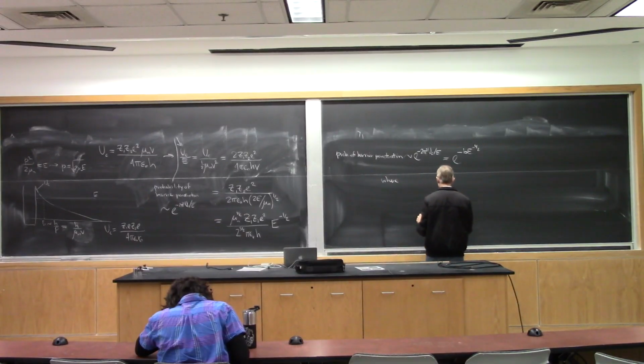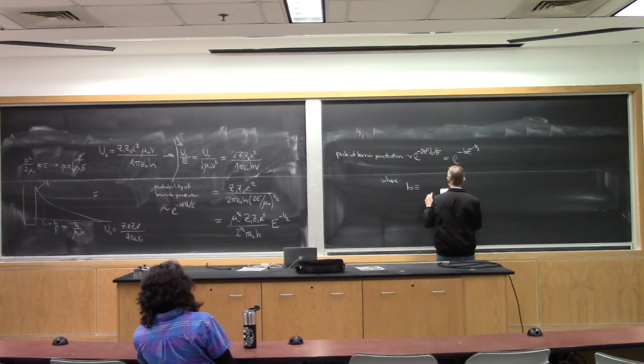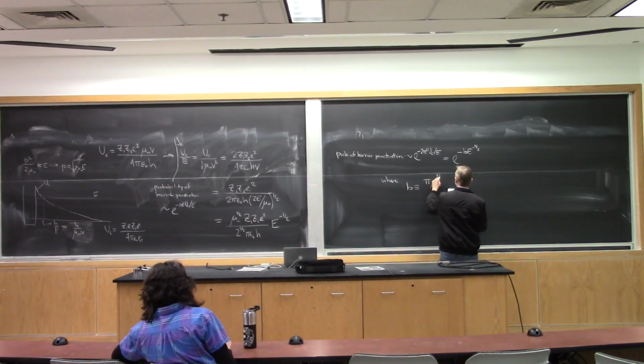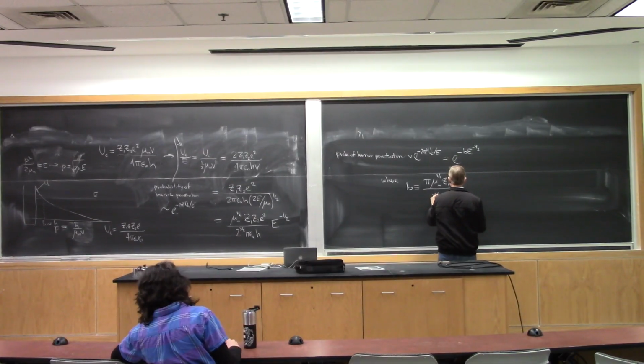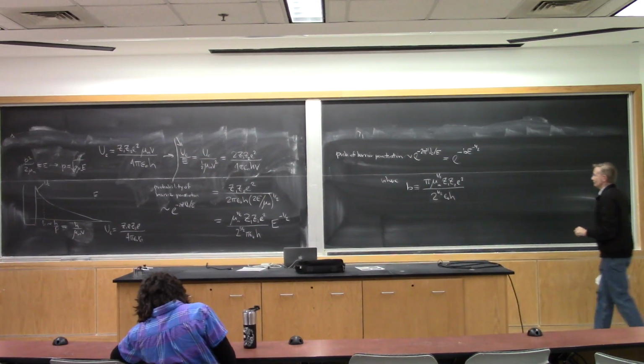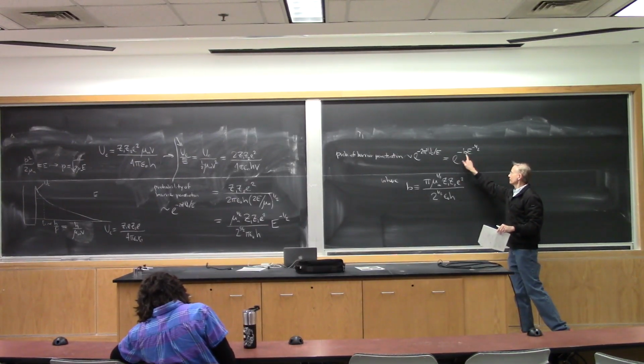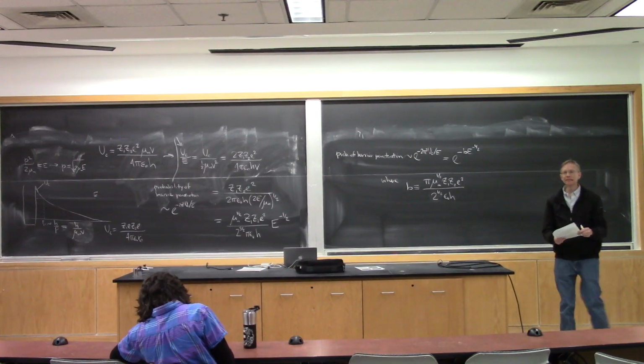In other words, just to simplify the writing, B is equal to, by definition, pi times mu sub m to the 1/2, Z1, Z2, e squared over 2 to the 1/2 epsilon naught h, which is just a bunch of constants. So we fold them all together and call that constant B.